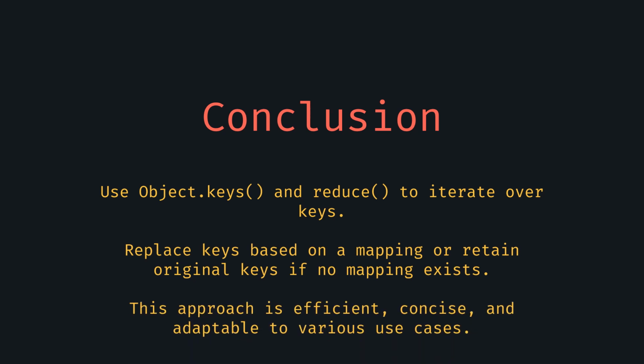In summary, we've learned how to rename object keys in JavaScript using a provided mapping. This solution uses the Object.keys and the reduce method to efficiently iterate over keys and replace them based on the mapping. It is a versatile technique that can be applied to many real-world scenarios, from API integrations to data cleaning.